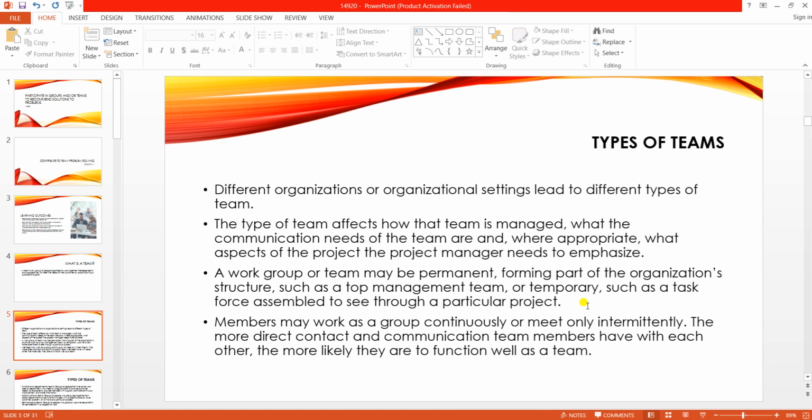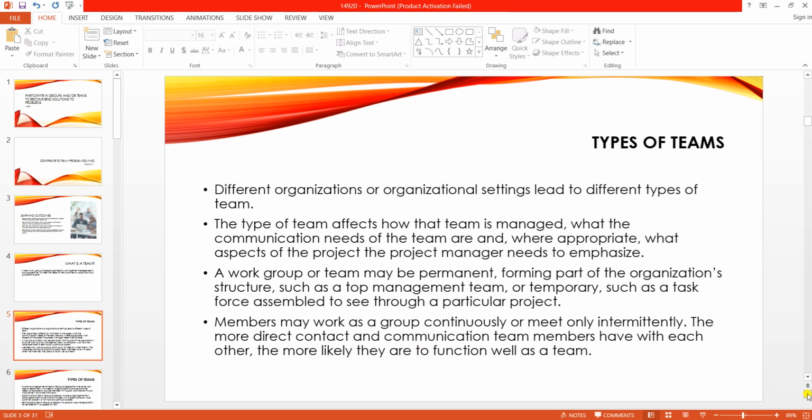Also, in terms of the types of teams, a work group or team may be permanent, forming part of the organizational structure, such as the top management team, or temporary, such as a task force assembled to see through a particular project. Members may work as a group continuously or meet only intermittently. The more direct contact and communication team members have with each other, the more likely they are to function as a team.